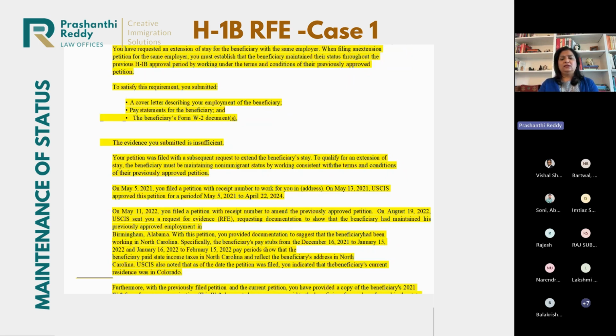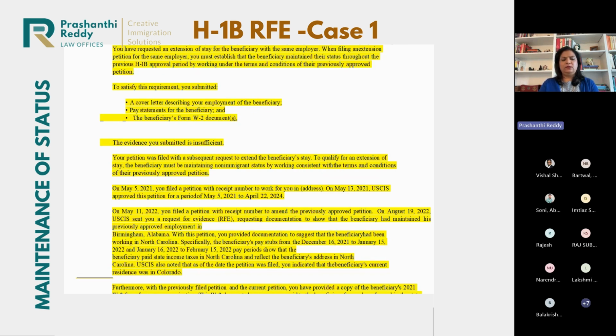So in this particular case, just to give you some background, the petition was filed for this beneficiary in 2021. And when this petition was filed, the USCIS noticed that the LCA location was Alabama, but the pay stubs and the work location seemed to be North Carolina, because all the taxes were being filed from North Carolina. The pay stubs, his address was given as North Carolina in the I-129 petition. So they immediately sent an RFE in 2021, stating that it seems like you are not working at the location that you're supposed to be working at.